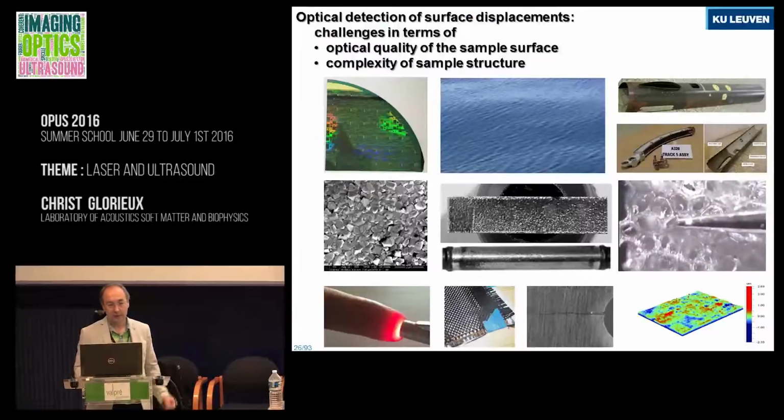Another challenge, besides being able to measure small displacements, is to measure rough samples, or all kinds of samples. Our lab is a material science lab, but we don't make materials. We always have to beg somebody to give us a sample, or people come by themselves and bring us samples and ask us to characterize. And the samples can be very different. For example, this is a silicon wafer. Free surfaces of liquids to measure capillary waves to get information about surface tension.